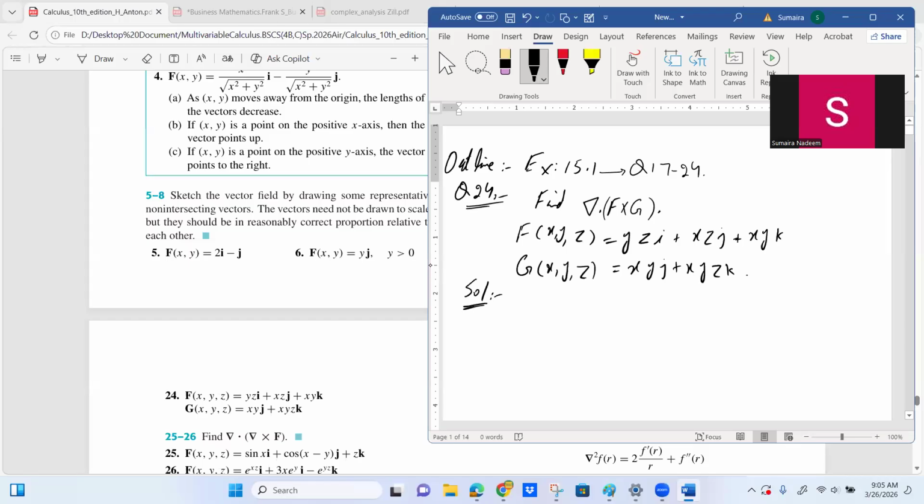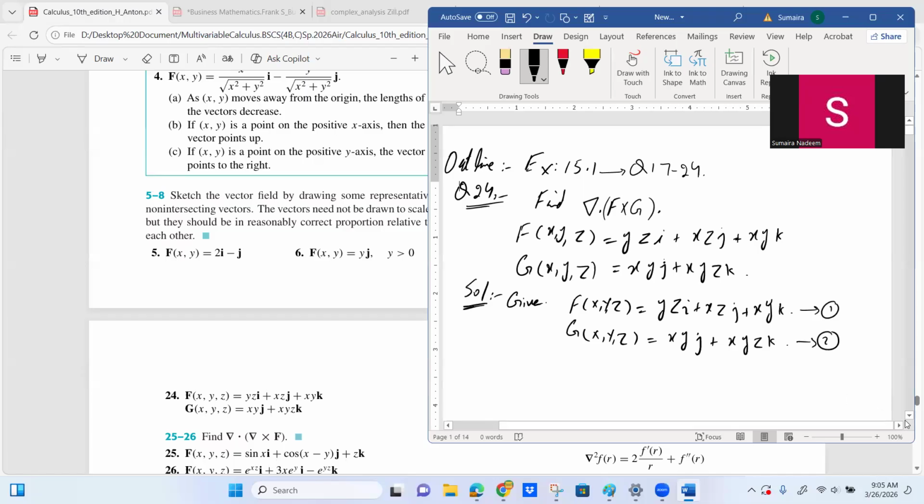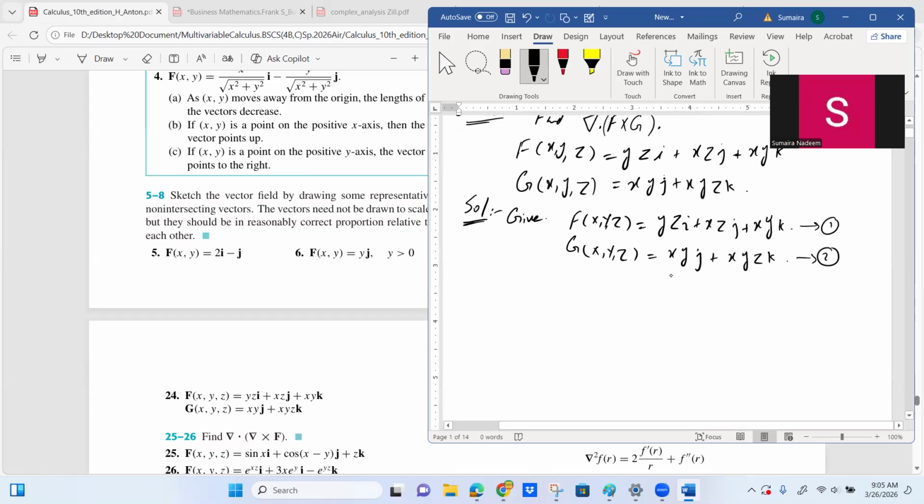In the solution, we write that given f of x y z is equal to yz i plus xz j plus xy k, and g of x y z is equal to xy j plus xyz k. These are the values; I can write this as equation number 1 and this as equation number 2. And the gradient is equal to partial by partial x i plus partial by partial y j plus partial by partial z k. This is equation number 3.